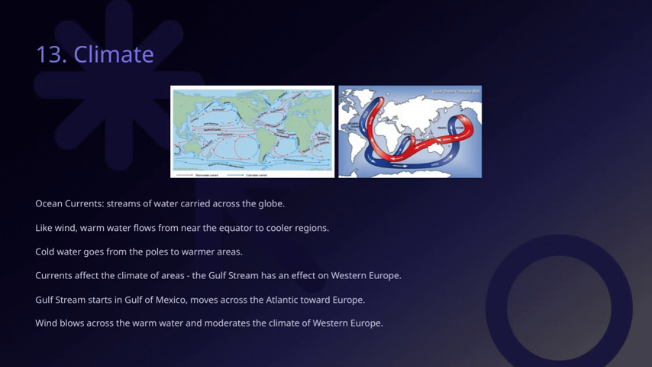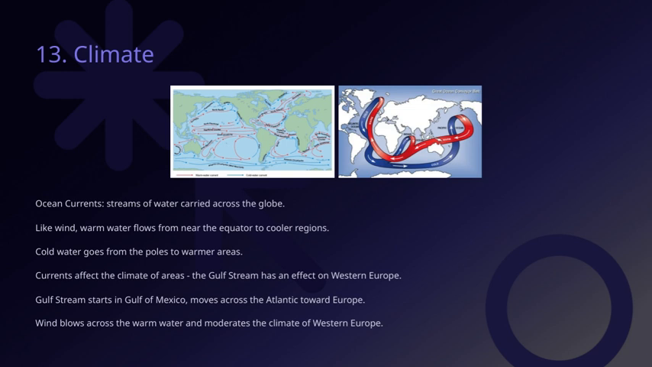The wind blows across the warm water, and this plays a crucial role in moderating the climate of Western Europe. You see, the Gulf Stream begins in the Gulf of Mexico and then moves across the Atlantic toward Europe. This ocean current has a significant impact on the climate of those regions.